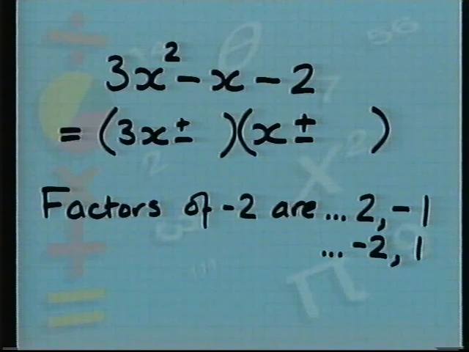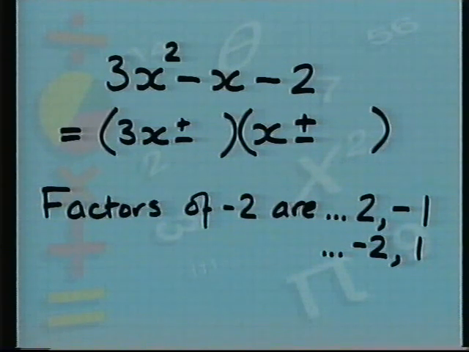If the expression is like this, 3x squared minus x minus 2, the best way of doing it is to start like this. Put the brackets down and write in 3x and x. Now what you need to find are the factors of minus 2.